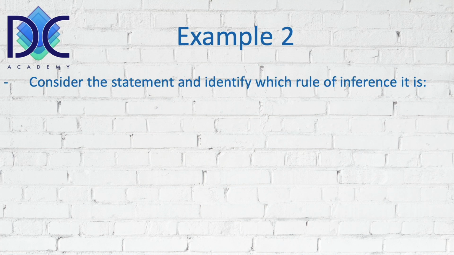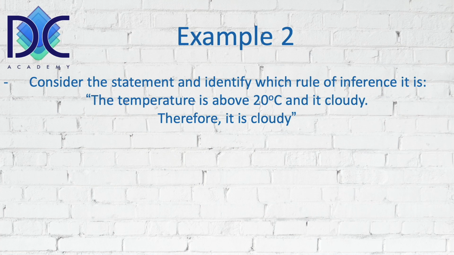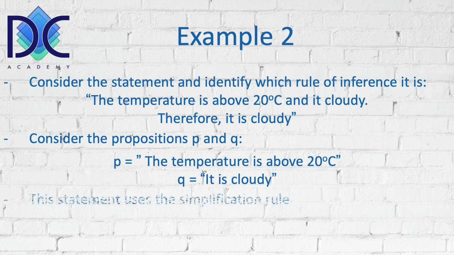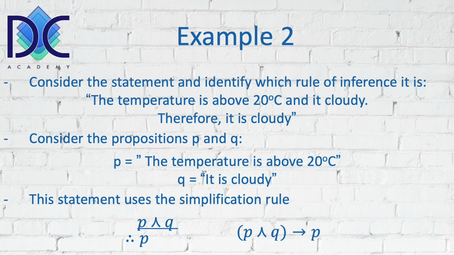I have another example to identify the inference rule. We have: the temperature is above 20 degrees centigrade and it is cloudy, therefore the temperature is above 20 degrees. We look again at the same propositions, P, the temperature is above 20 degrees, and Q, it is cloudy. We can use here the simplification rule, which says P and Q, therefore P. So we have P and Q imply P. The fact that both of them are true means that the temperature is above 20 degrees centigrade.